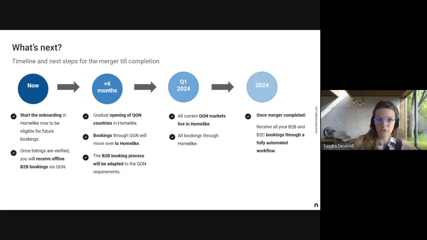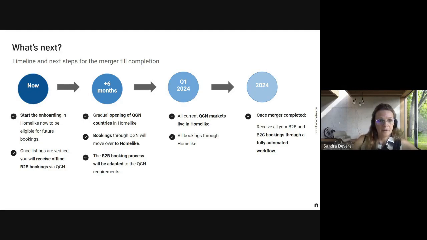But you will be notified, and we will make sure to approach you once the country is live. The countries in Europe shouldn't be a problem, especially the ones integrated within the EU and the euro currency. And other countries that Homelike hasn't been operative in are following. And like I said, you will be notified.